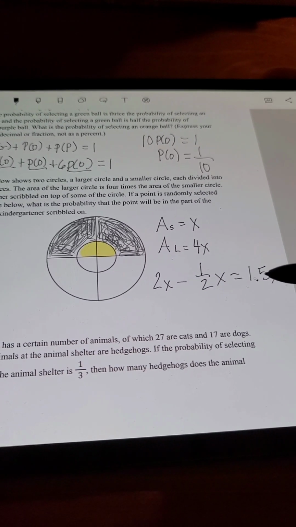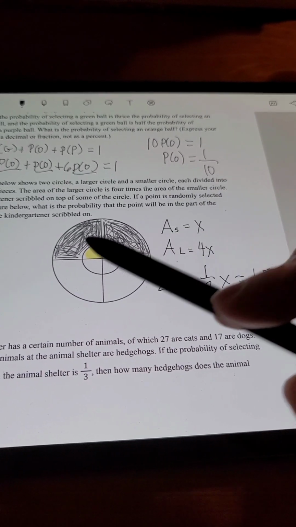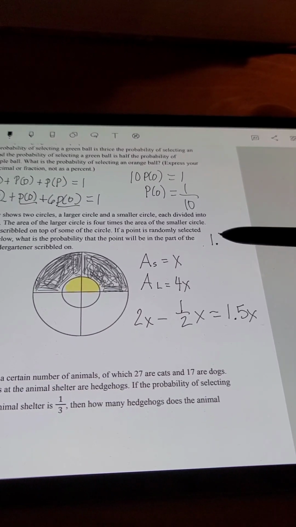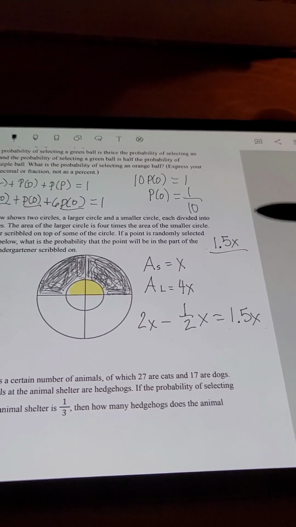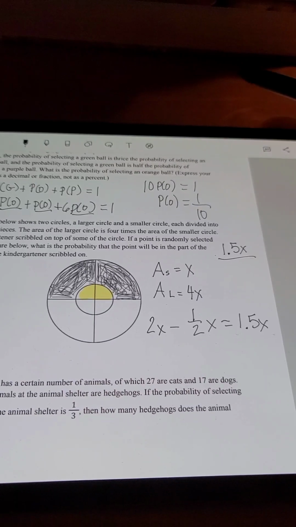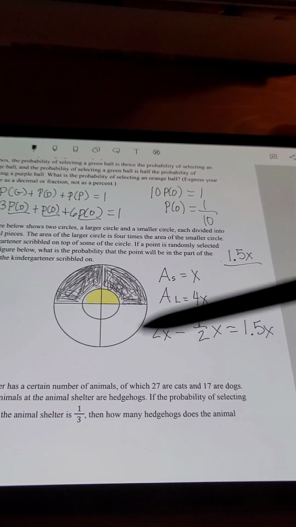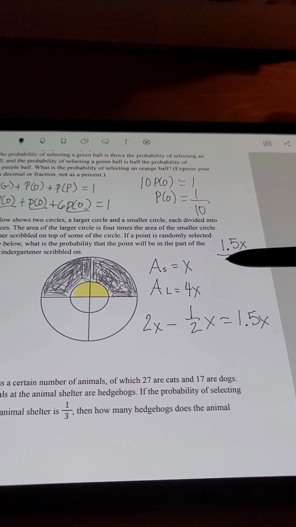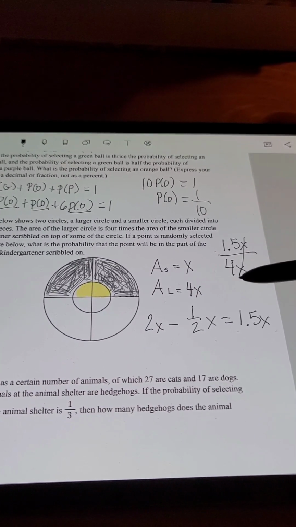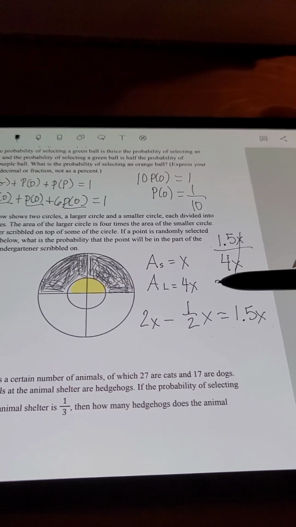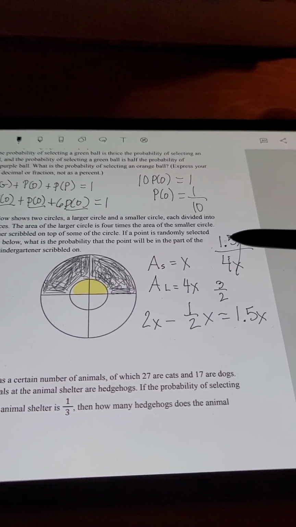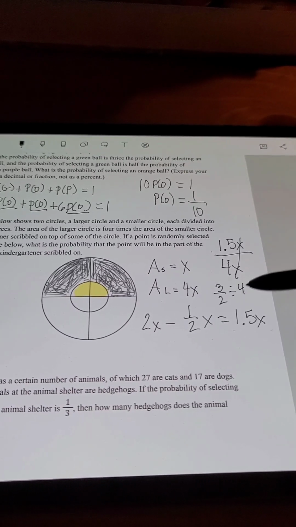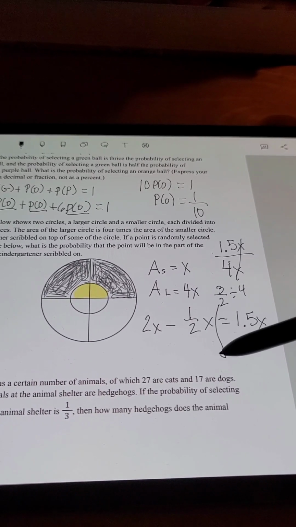So that's the desirable outcome. That's where I want to land, in that scribbled area. So for probability, I have to do my desirable outcome over the total number of outcomes, which would be the total area of this whole large circle, the area of the large circle, which I know is 4x. Now, 1.5 is the same thing as 3 halves. So I could say I have 3 halves divided by 4. And then I'm going to skip down here.